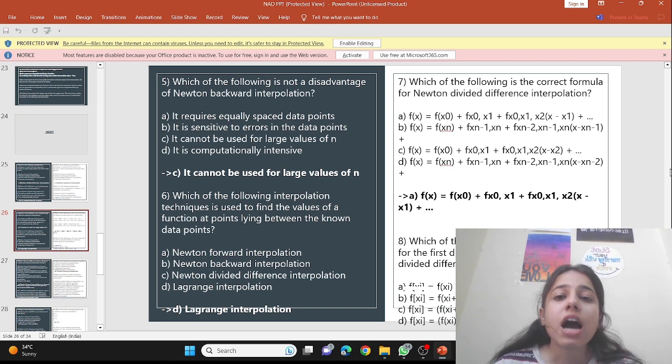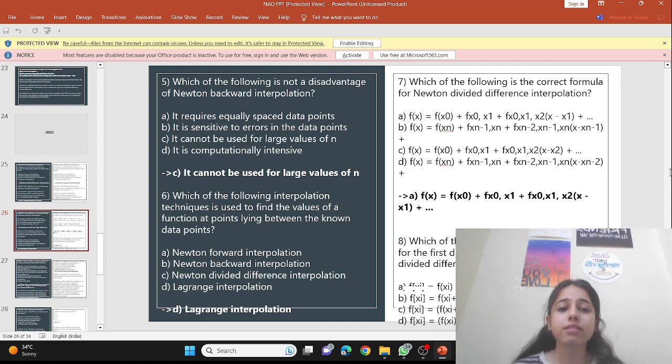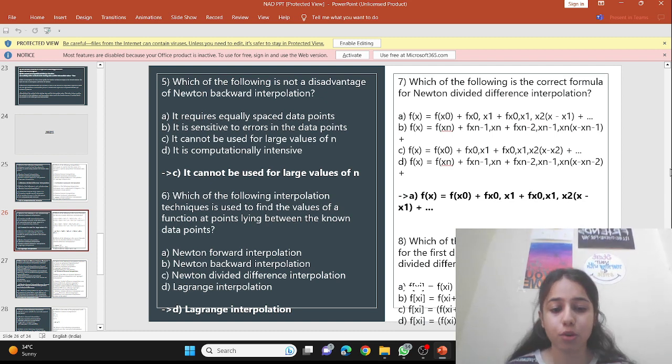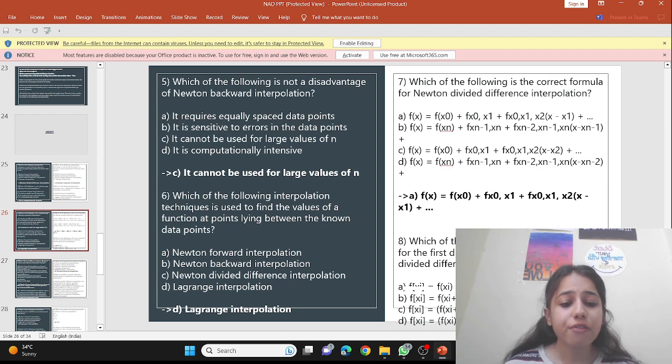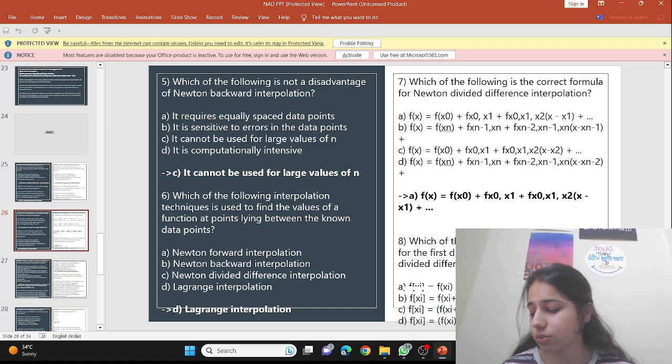Our eighth question is, which of the following is the correct formula for the first divided difference in Newton divided difference interpolation? A, f(xi) minus f(xi). B, f(xi) is equal to f(xi+1) minus f(xi). C, f(xi) is equal to f(xi+1) minus f(xi) divided by xi+1 minus xi. D, f(xi) is equal to f(xi-1) divided by xi minus xi-1.